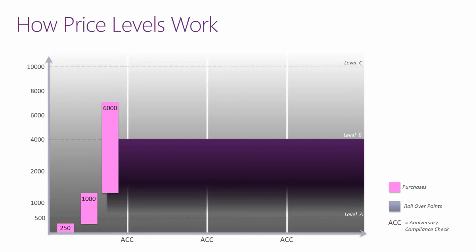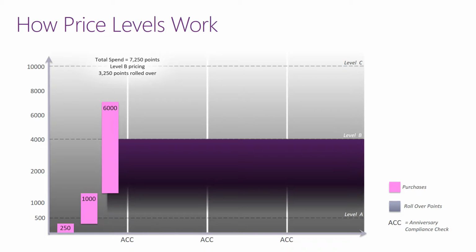Let's have a look at what happens in this scenario. So the total point spend for the year was 7,250, which is the level B range as it's more than 4,000 points, and the customer is confirmed as a level B customer for any purchases made the following year.